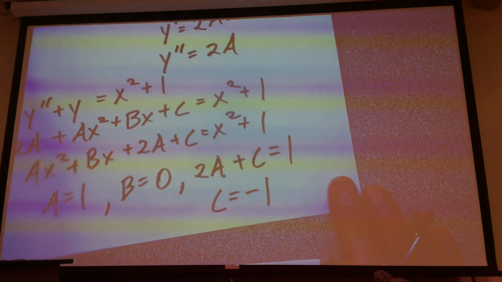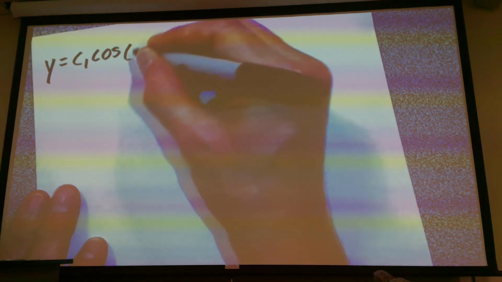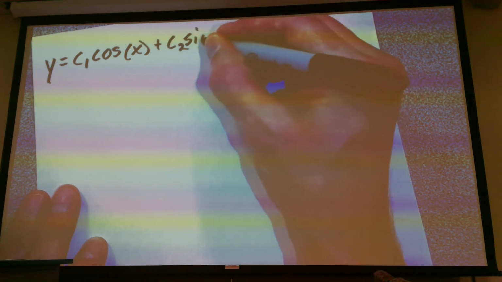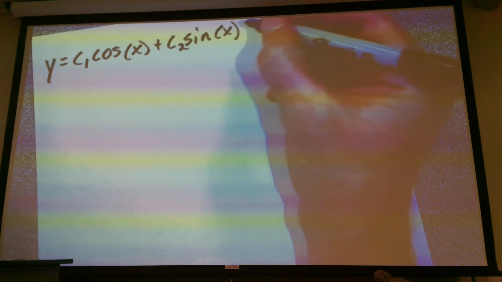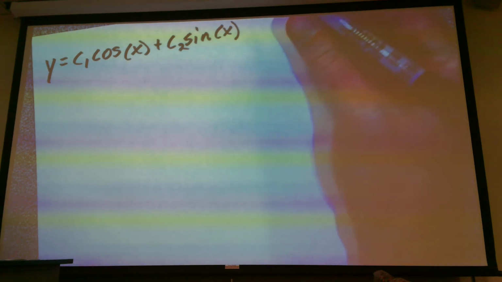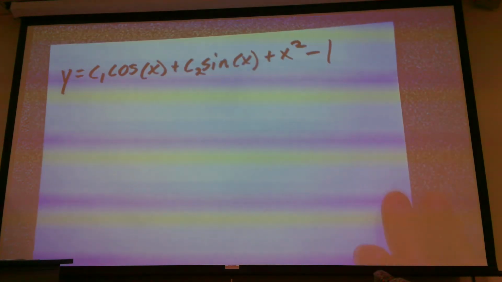Okay. So the y that we're looking for is y equals c1 cosine of x plus c2 sine of x, and then plus x squared minus 1.